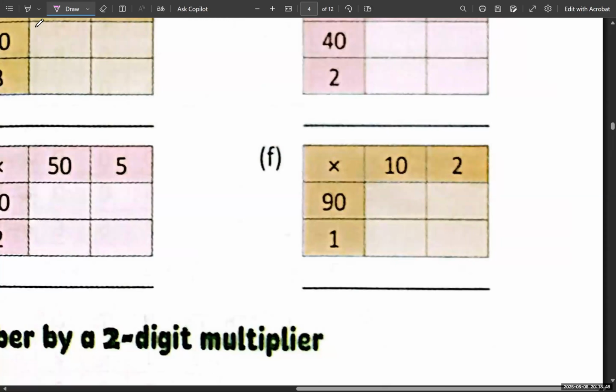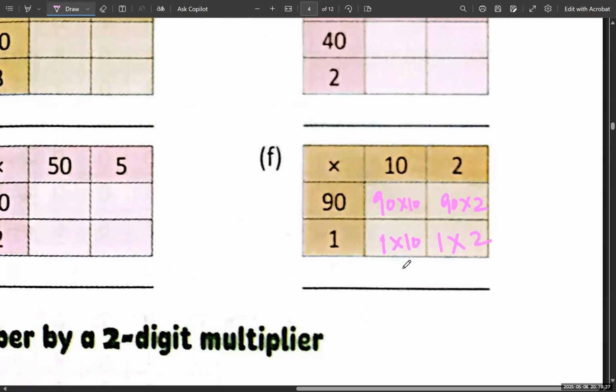So, in the F part, what are the 2 things that I should multiply in the first column? For this column, 90 and 10. Very good. So 90 times 10. For the next column, this one. In that column, 90 multiplied by 2. Very good. In this one, 1 multiplied by 10. Correct. Next, the last column, 1 multiplied by 2. Yes. Now what's the next step?